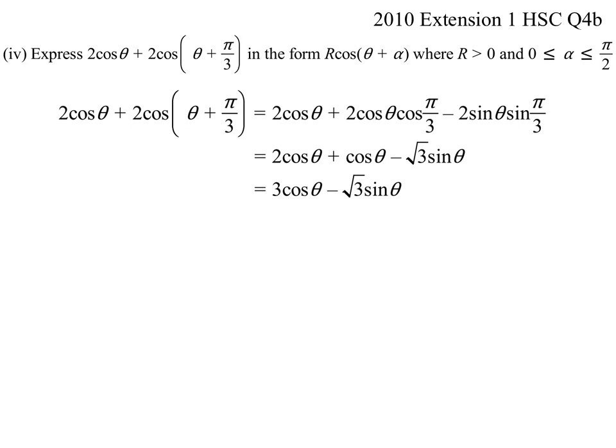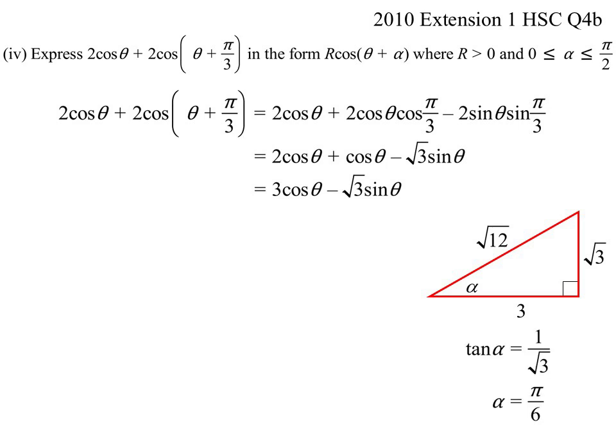They want it to be a cosine function. So cos, cos, sine, sine, that means 3 is going to represent my adjacent, root 3 is going to represent my opposite. Hypotenuse is root 12. Work out the alpha, it's an exact value as well, it works out to be pi on 6. So there we go. The hypotenuse was 2 root 3.